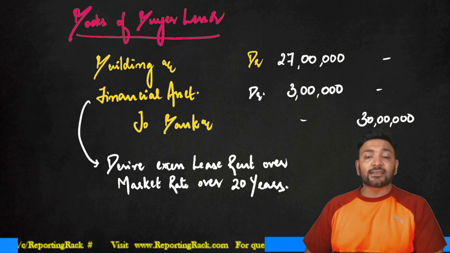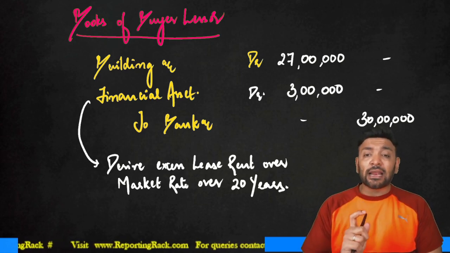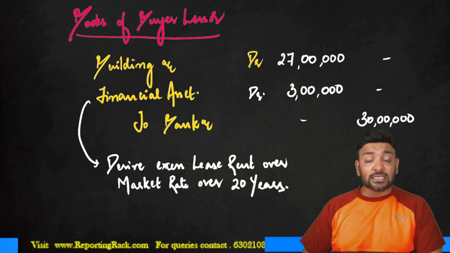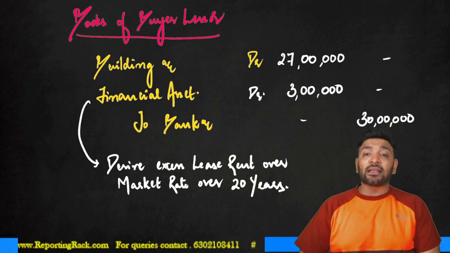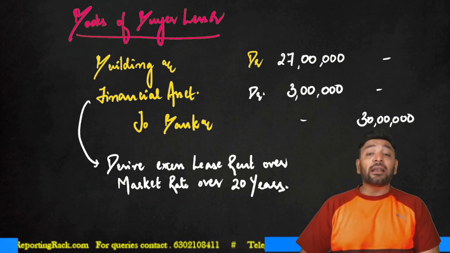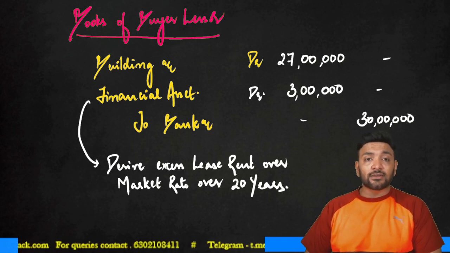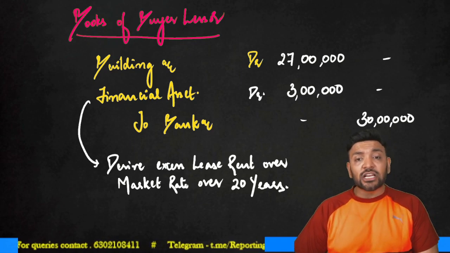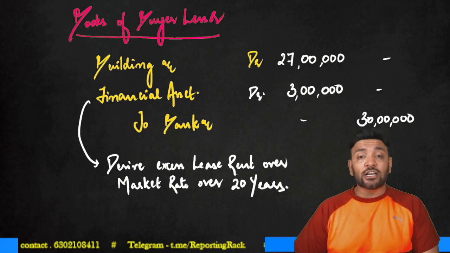IND AS 116. So 116 is concluded here, except for one small paragraph regarding your transitional provisions, which we'll have to discuss. But apart from that, due to COVID, there's a small amendment in the standard related to modification of leases that also we have to discuss. But other than that, we have discussed all the problems. There are certain additional questions also we have to look at. We'll solve those problems and look at those additional topics as well.